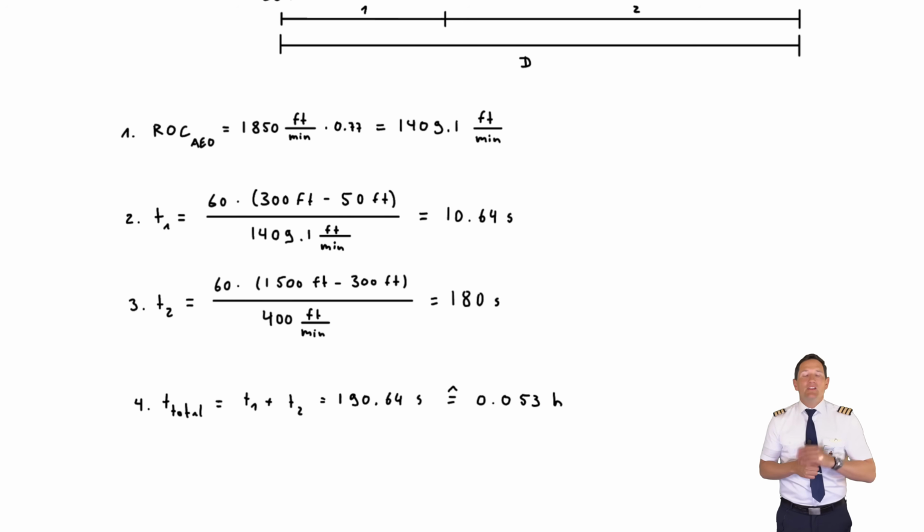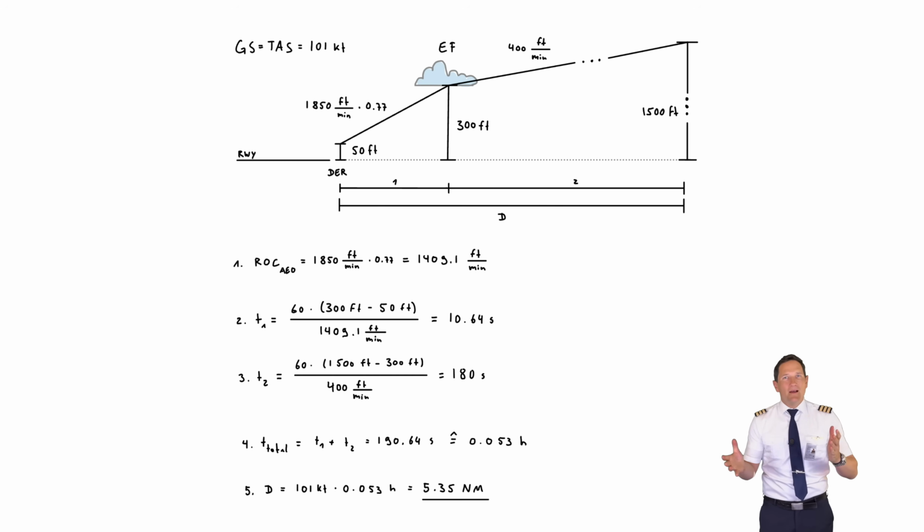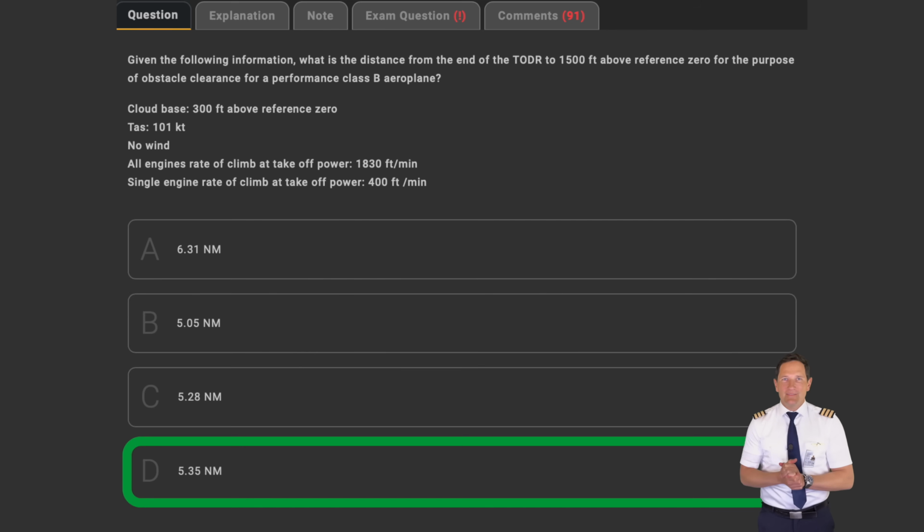and come up with 190.64 seconds, which equals 0.053 hours. Last step in our calculation is to multiply this with our ground speed. Now, as there is no wind, the given TAS of 101 knots is also our ground speed. So if we fly 101 knots for 0.053 hours, we will cover a distance of 5.35 nautical miles. Boom! That'll give us answer D. 3, 2, 1. Yeah, buddy!